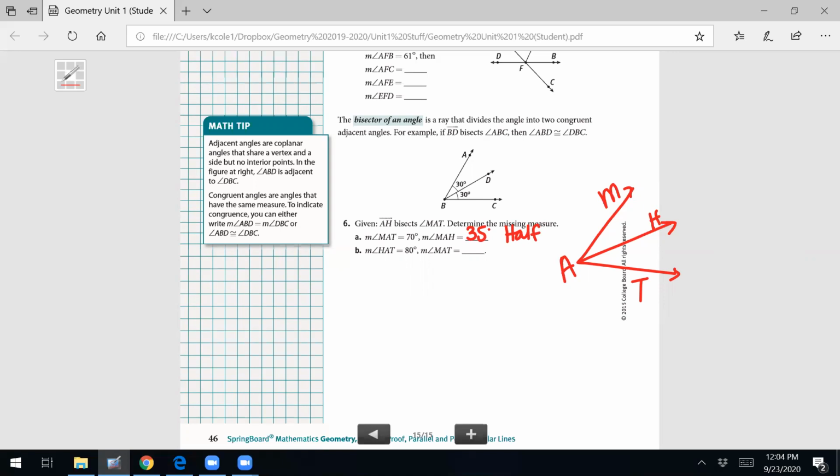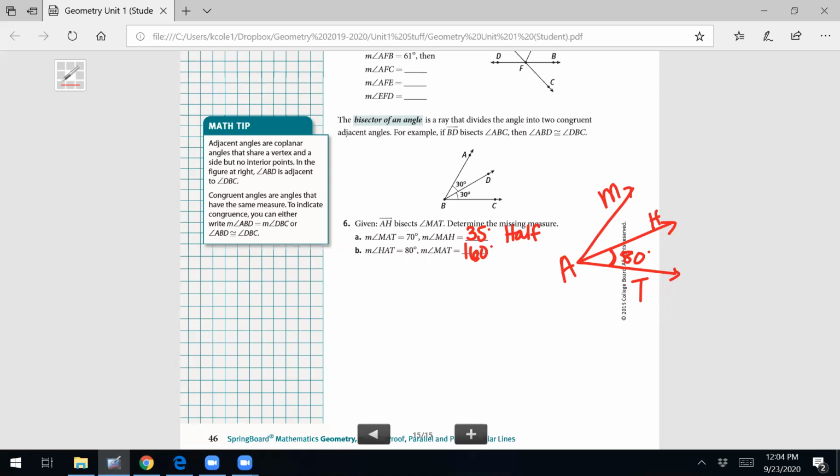Okay, now the next one says HAT, the measure of HAT is 80. Well, that's this one. That's 80. What is the measure of angle MAT? What's the whole thing going to be? It's going to be 160. How do you know it's going to be 160? Good. You double it.